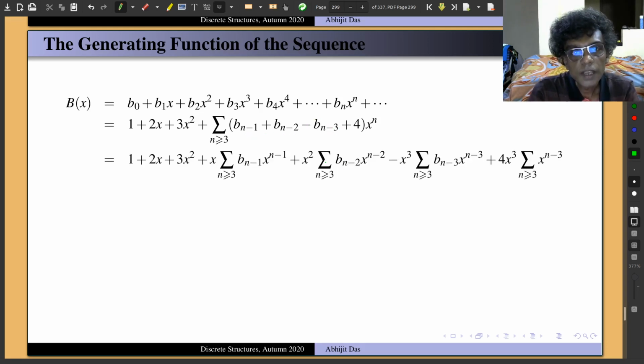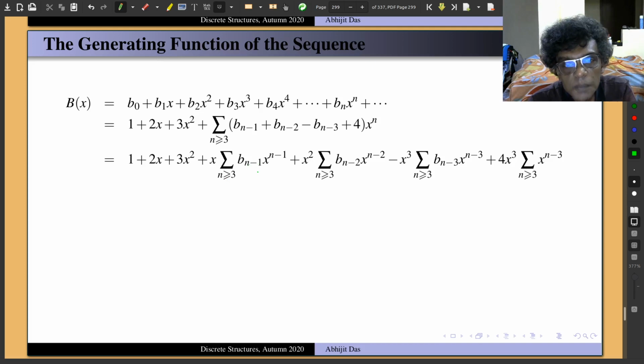So if I take one x common, then this and this become same. If I take 2x common, x square common from all the terms of the second, n minus 2, n minus 2. If I take x cube common, n minus 3, n minus 3. But note that this is starting from n equal to 3, that is b2. So b0 and b1x are missing.